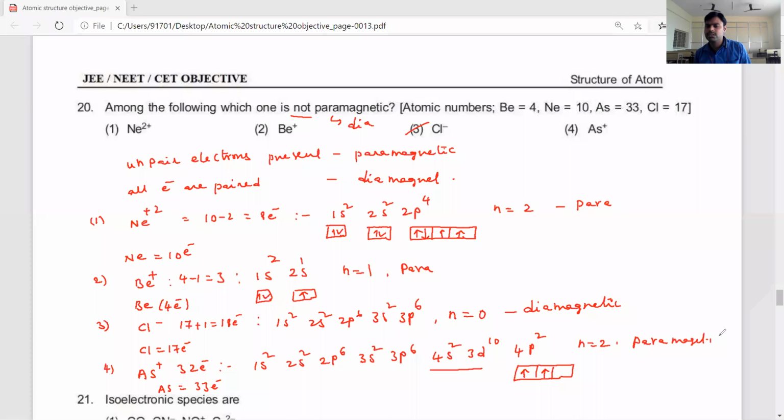Among the following, the one which is not paramagnetic is Cl minus. So how do we identify paramagnetic or diamagnetic? Based on its electronic configuration. If the outermost shell contains unpaired electrons, it belongs to paramagnetic. If all electrons are paired, it belongs to diamagnetic. So Cl minus is diamagnetic.